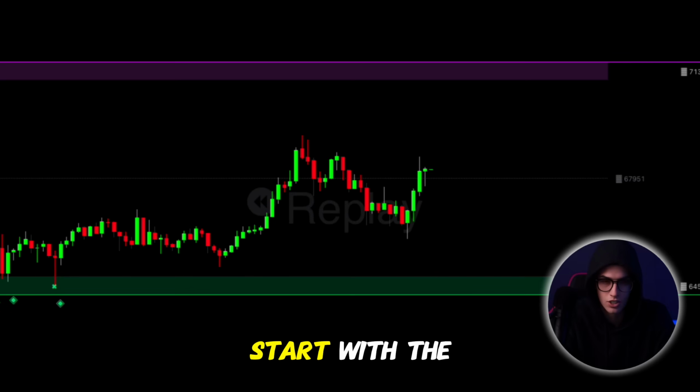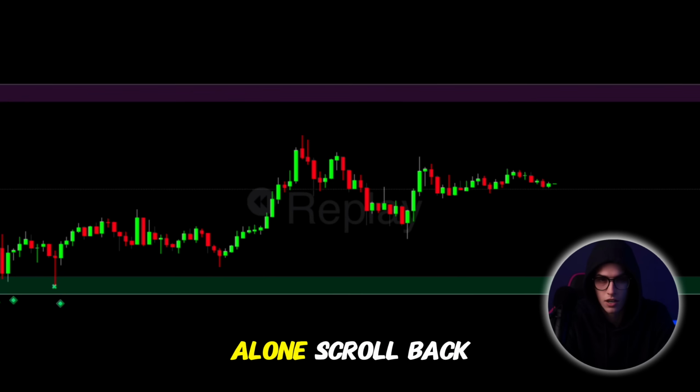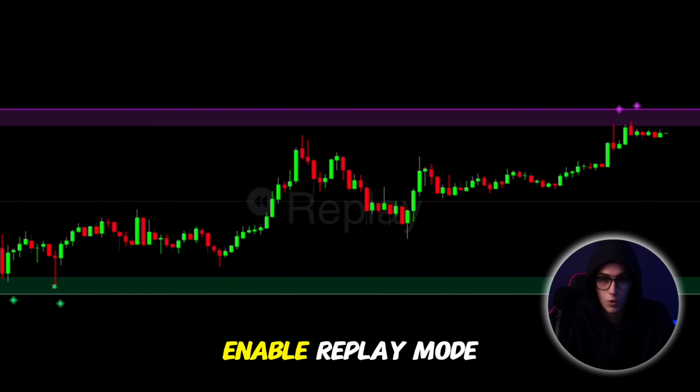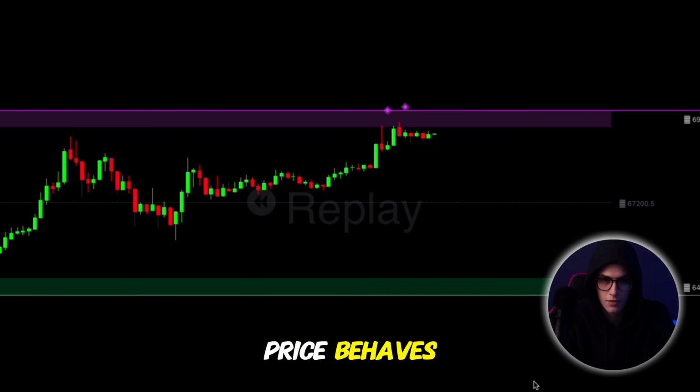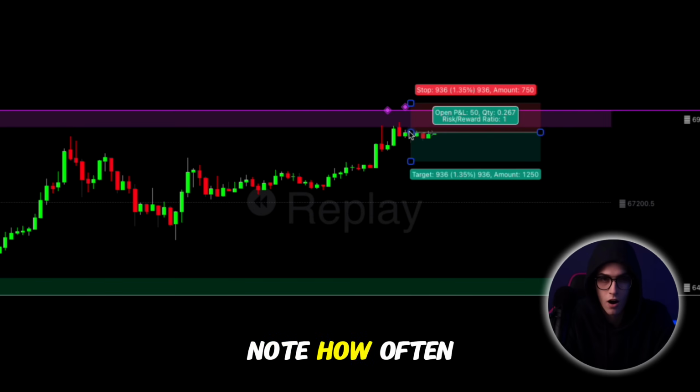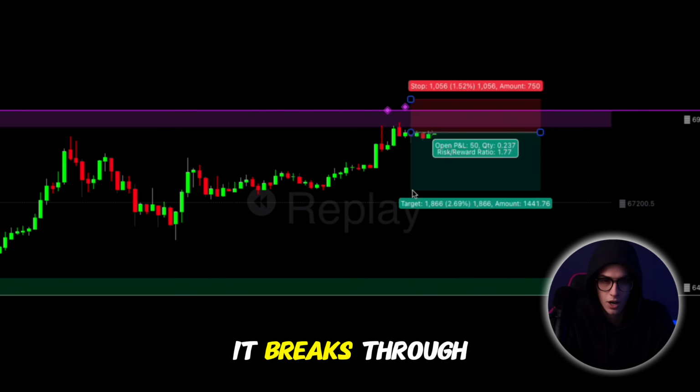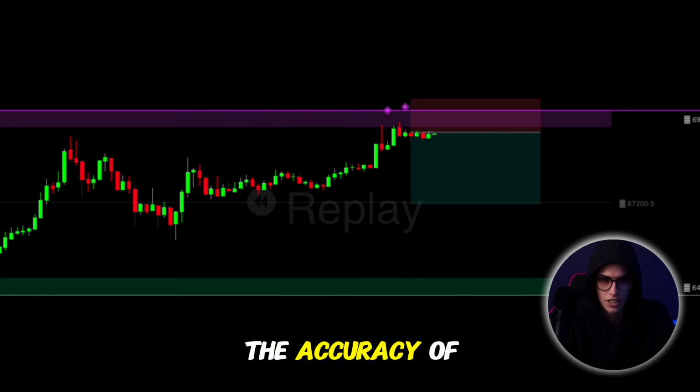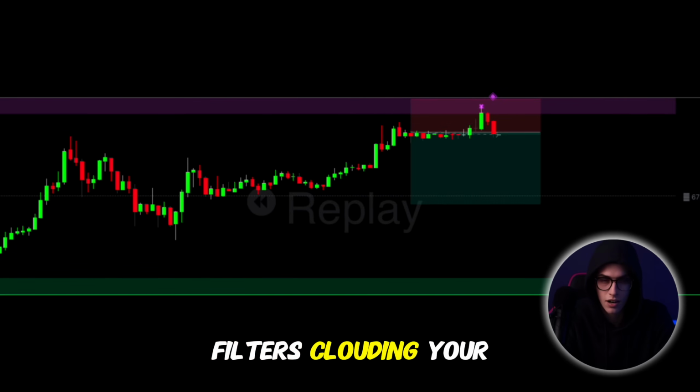For example, start with the support and resistance power channel alone. Scroll back in time, enable replay mode, and watch how price behaves when it enters high score zones. Note how often price reverses versus how often it breaks through. This gives you a feel for the accuracy of the zones without any other filters clouding your view.